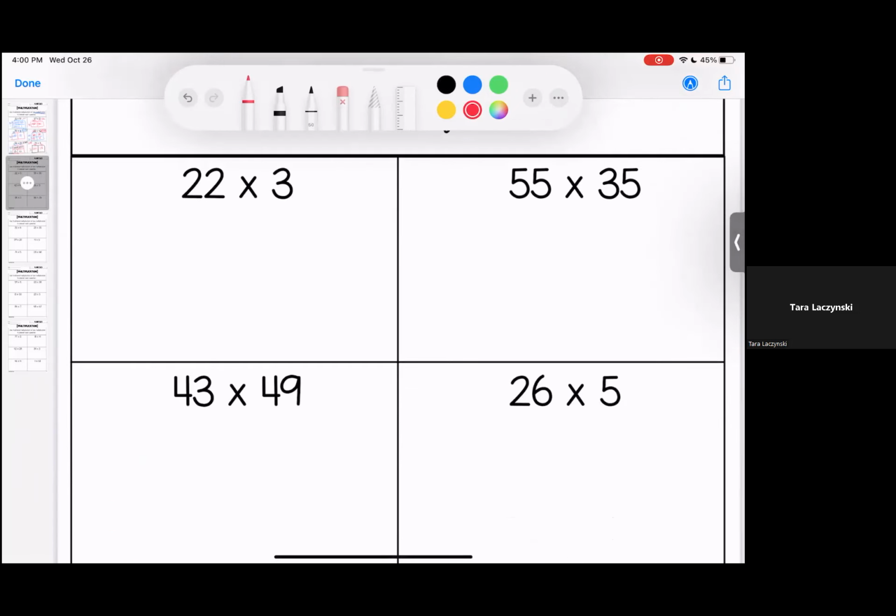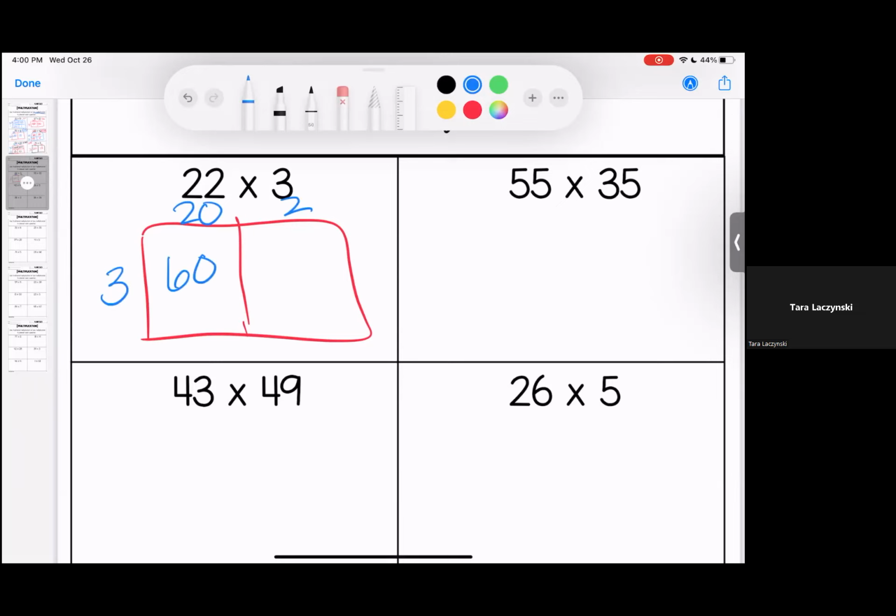So welcome to page 2, talking about box multiplication. 2 digits by 1 digit means 1 box. We have 20 and 2, 3 on the side. 3 times 2 is 6. We have a 0. 3 times 2 is 6. If I added 60 plus 6, I would have 66.